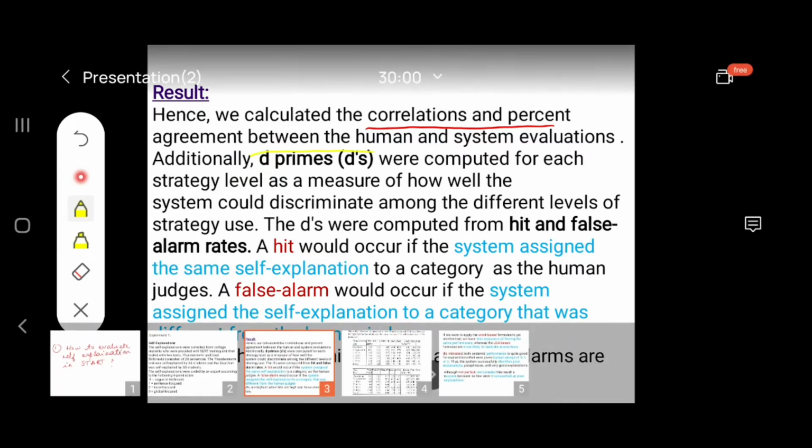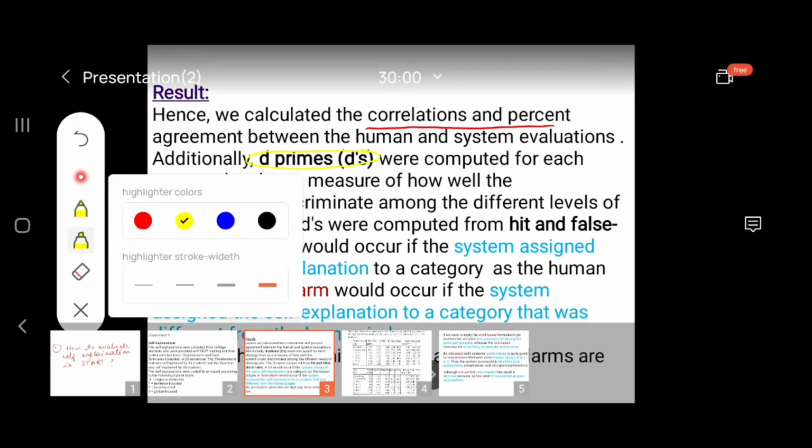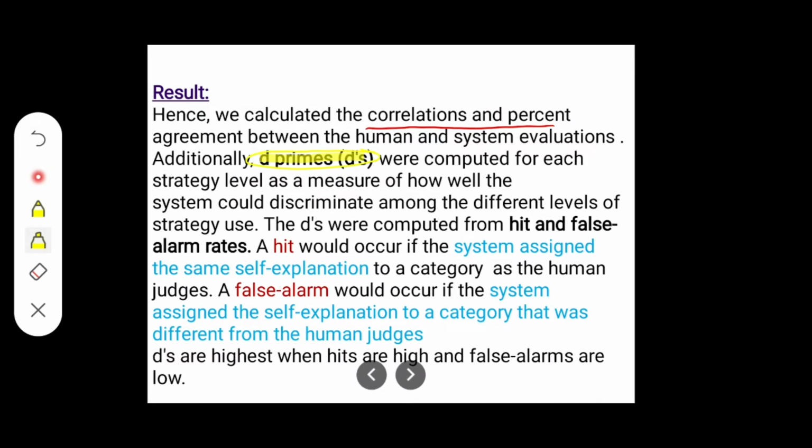So what does d prime mean? Here we come across one more term, d prime. D primes, simply, are also called d's.